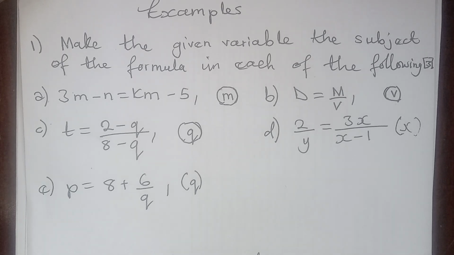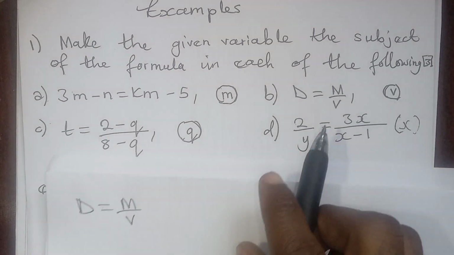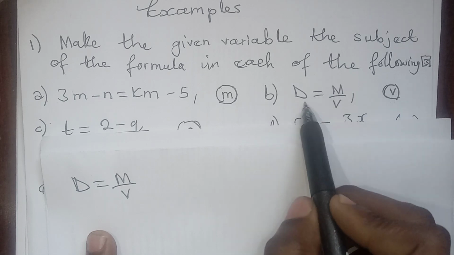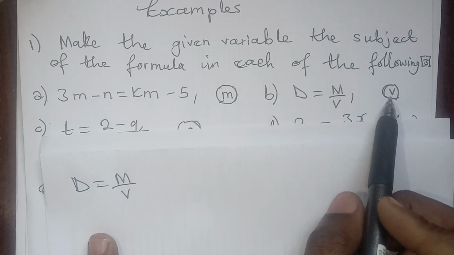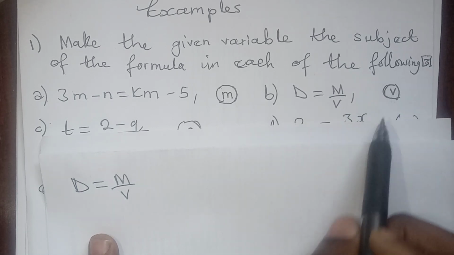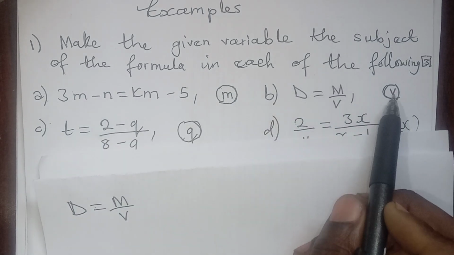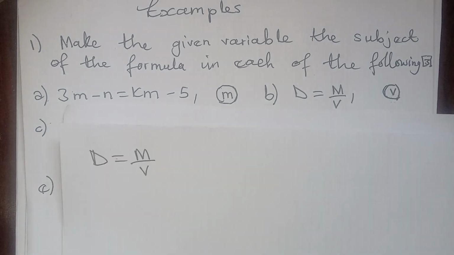Make the given variable the subject of the formula in each of the following. So I'll start with part B. To make V the subject of the formula, by the way, the given variable is given in circles like this. So in part B, we are making V the subject of the formula.